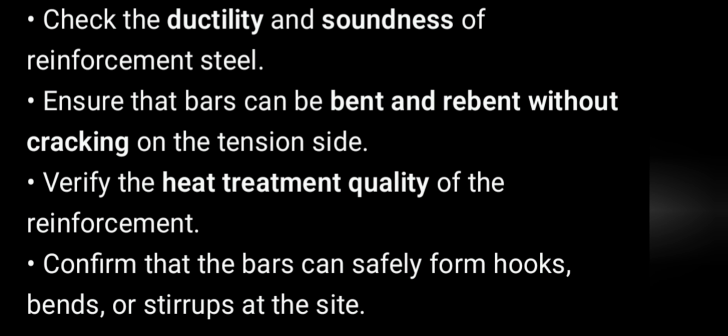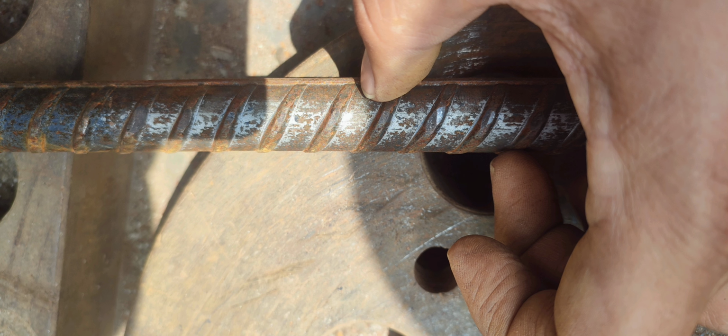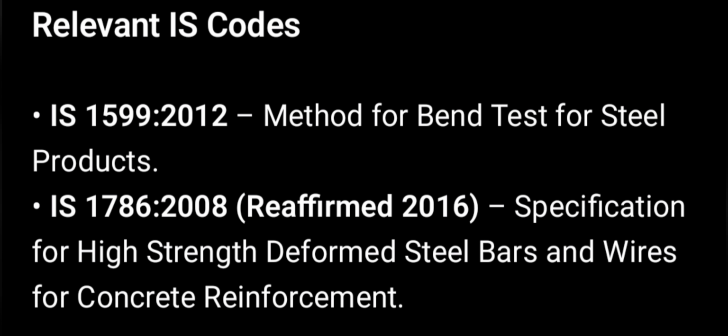In short, the bend test ensures that reinforcement bars can be bent safely without failure, guaranteeing safety and reliability in reinforced concrete structures. Relevant IS codes: IS 1599:2012, method for bend test for steel products; IS 1786:2008, reaffirmed 2016, specification for high-strength deformed steel bars and wires for concrete reinforcement.